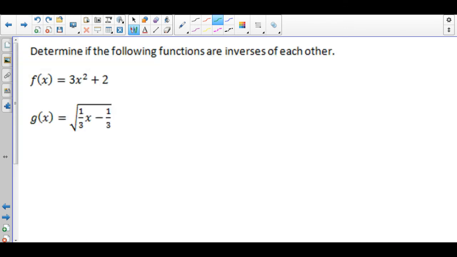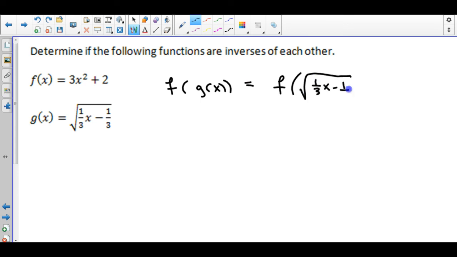Whoa. Okay, last problem is to figure out if two functions are inverses of each other. In order to do this, we're going to do a composition of functions. So I'm going to do f of g of x, which means I'm going to be taking the g of x function, which is 1/3 x minus a third, and we are going to be substituting this in for x in the f of x function. So this whole chunk right here is going to be substituted in for x.